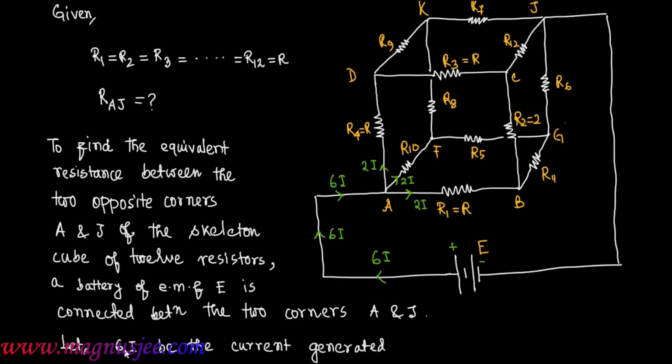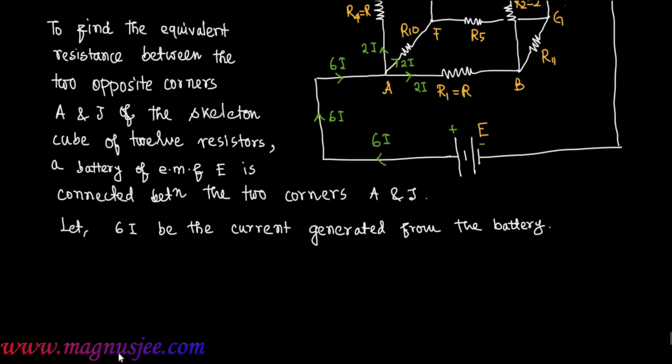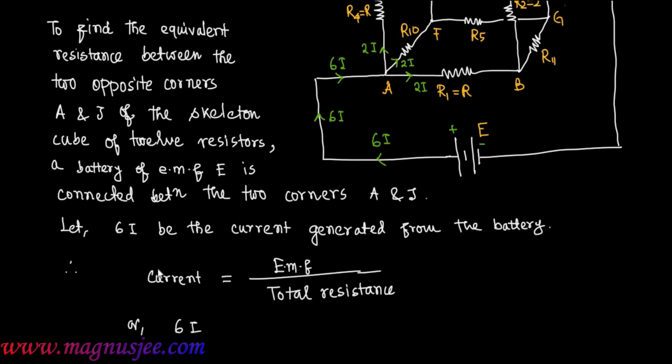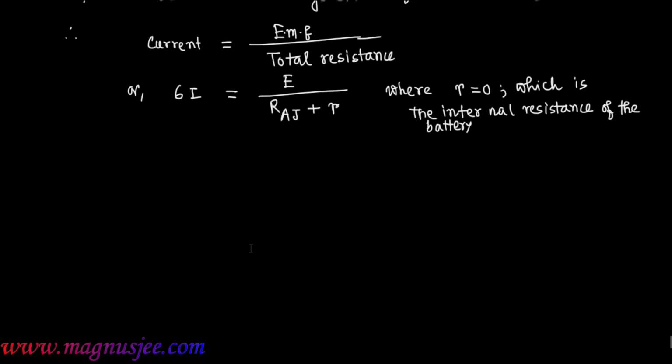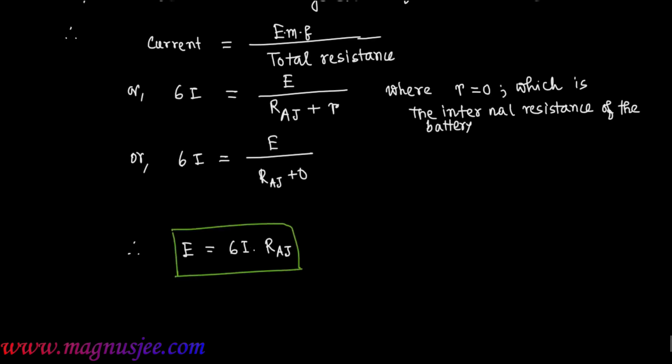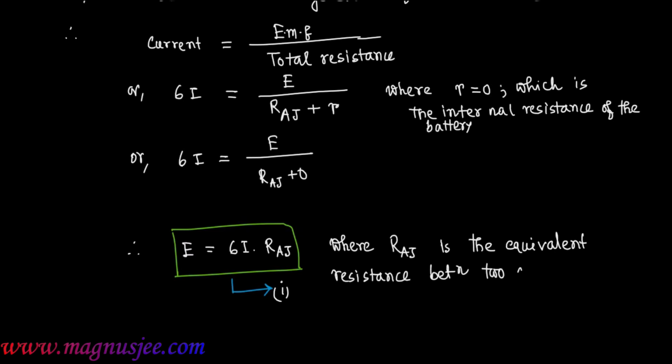Let 6I be the current generated from the battery, which will flow through the skeleton cube. Therefore, current is equal to total EMF divided by total resistance of the circuit. That means 6I equals E divided by RAJ plus small r, where small r equals 0, which is the internal resistance of the battery, and RAJ is the equivalent resistance between the two corners A and J of the skeleton cube. So finally we get E equal to 6I into RAJ. 6I is the total current and RAJ is the equivalent resistance between the two corners A and J of the cube.